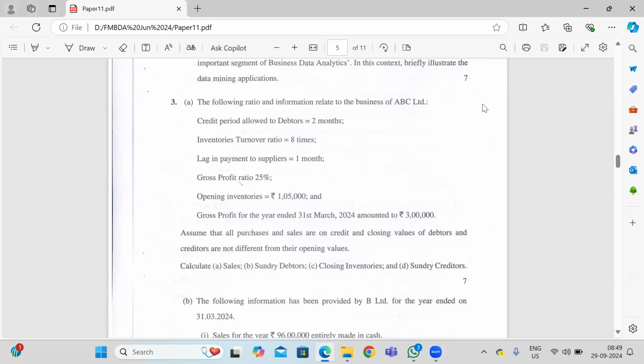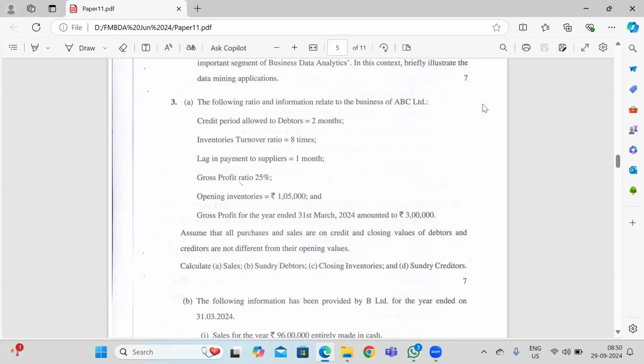So, good morning, everyone. In continuation to suggested answers, let's see question number 3A. The following ratio and information relate to the business of ABC Limited. They have given credit period allowed to debtors, inventory turnover ratio, lag in payment to suppliers, gross profit ratio, and opening inventories. Gross profit for the year ended 31st March 2024 amounted to 3 lakhs. So we need to calculate.